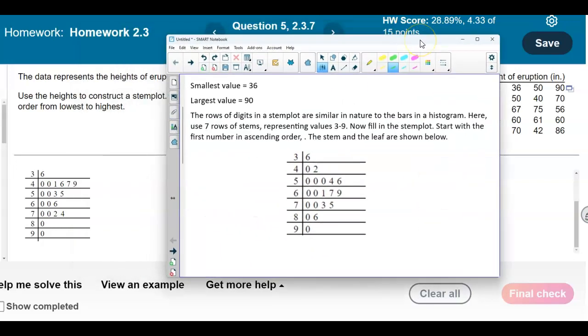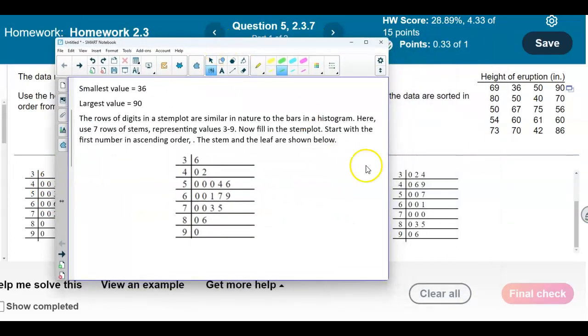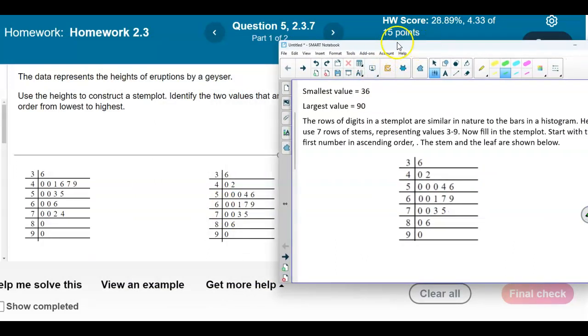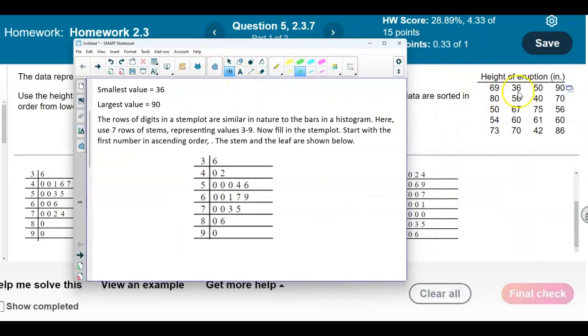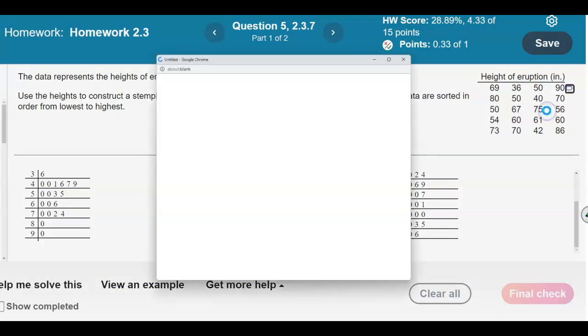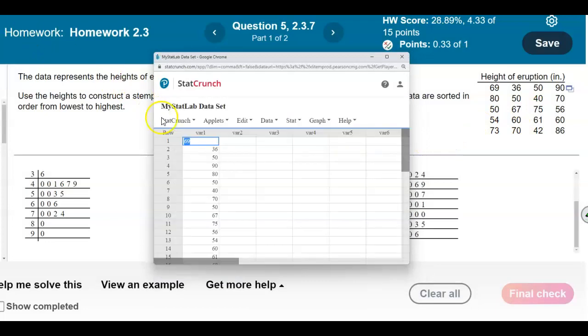So now we can see that it's not the first one, and it's not this one, so it looks like it's going to be the one in the middle. Now let's go ahead and do this on StatCrunch. If I select the data here, I'm going to open this up in StatCrunch. And then I'm first going to title this as the height of eruption.